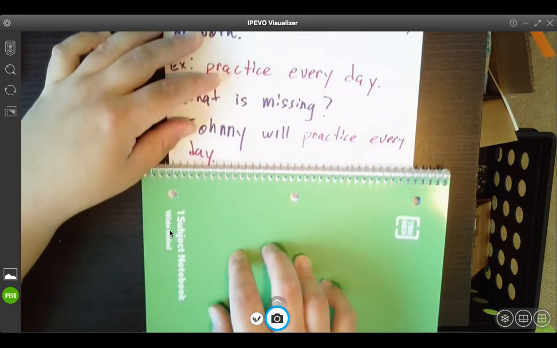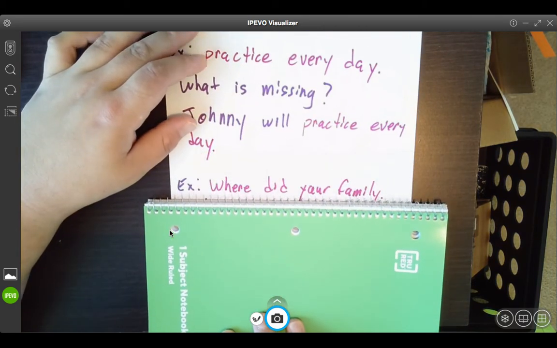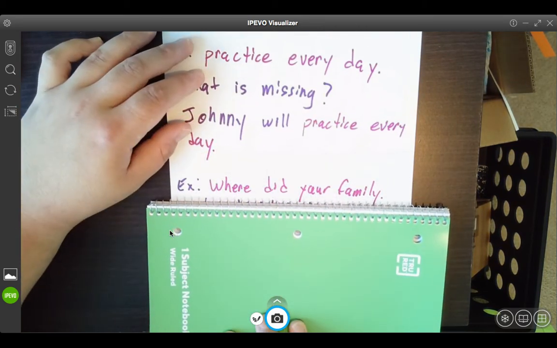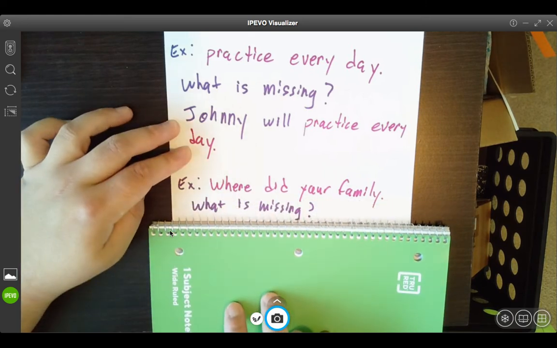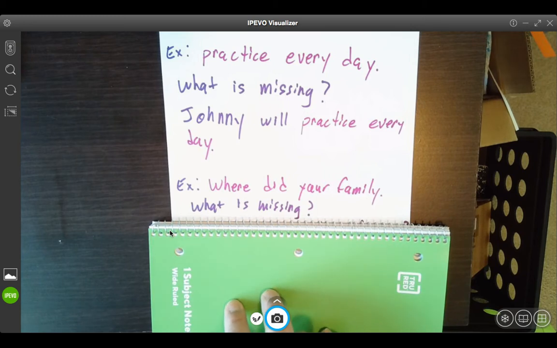One more example. Where did your family? I already can tell just from reading that out loud, it doesn't make sense. And sometimes that's a good way to see if it's a sentence or sentence fragment, is reading it out loud. So I know there's something missing, but what is missing? Think about it. Where did your family?